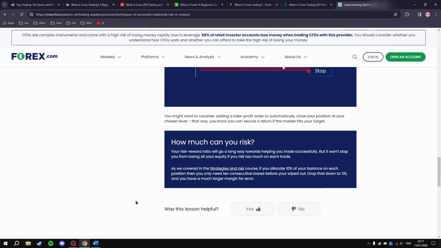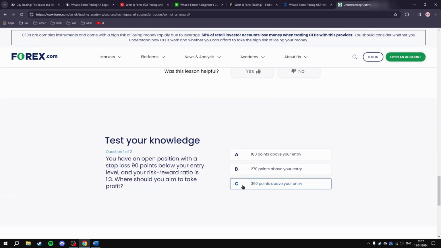How much can you risk? Your risk-reward ratio will go a long way towards helping you trade successfully, but it won't stop you from losing all your equity if you risk too much on each trade. As we discovered in the strategies and risk course, if you allocate 10% of your balance on each position, then you only need 10 consecutive losses before you're wiped out. Drop that down to 2%, and you have a much larger margin for error.